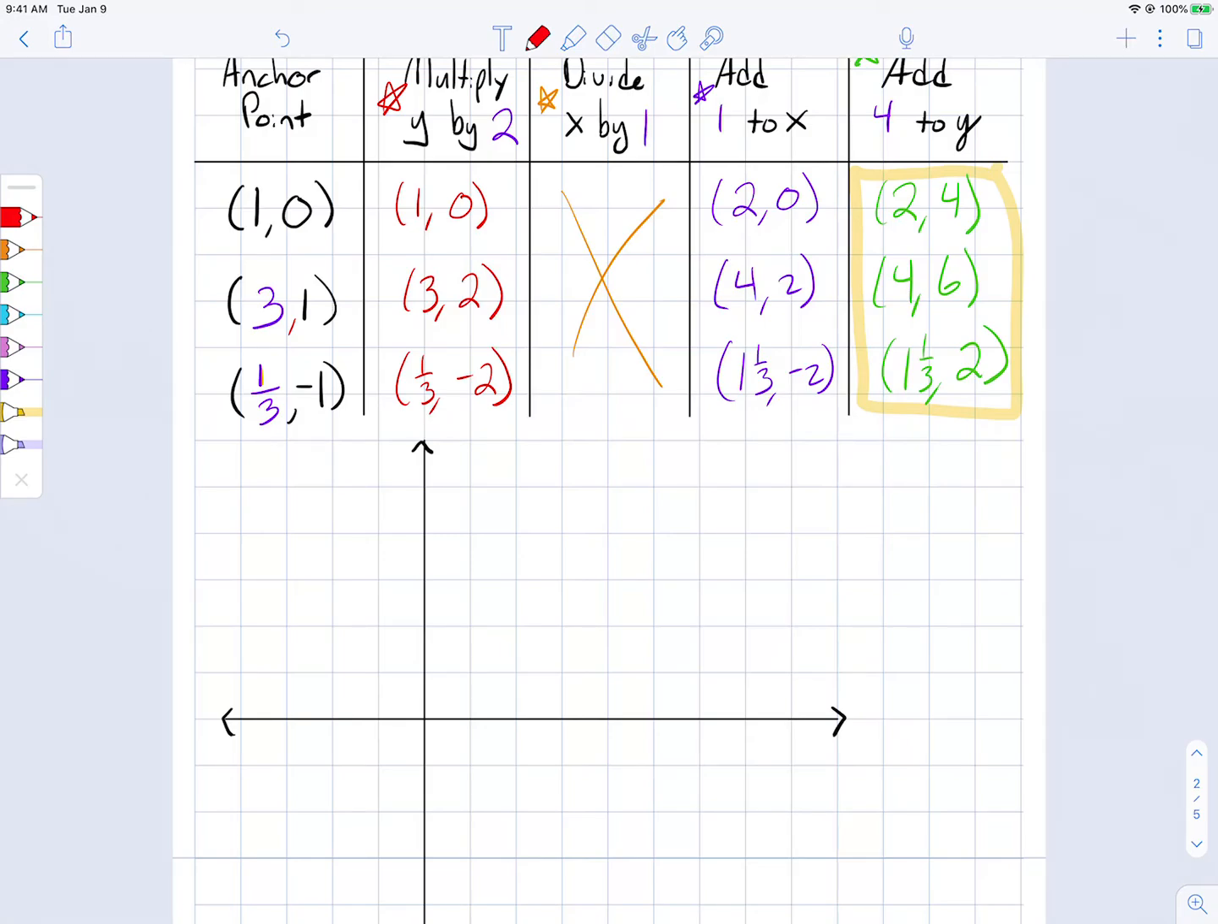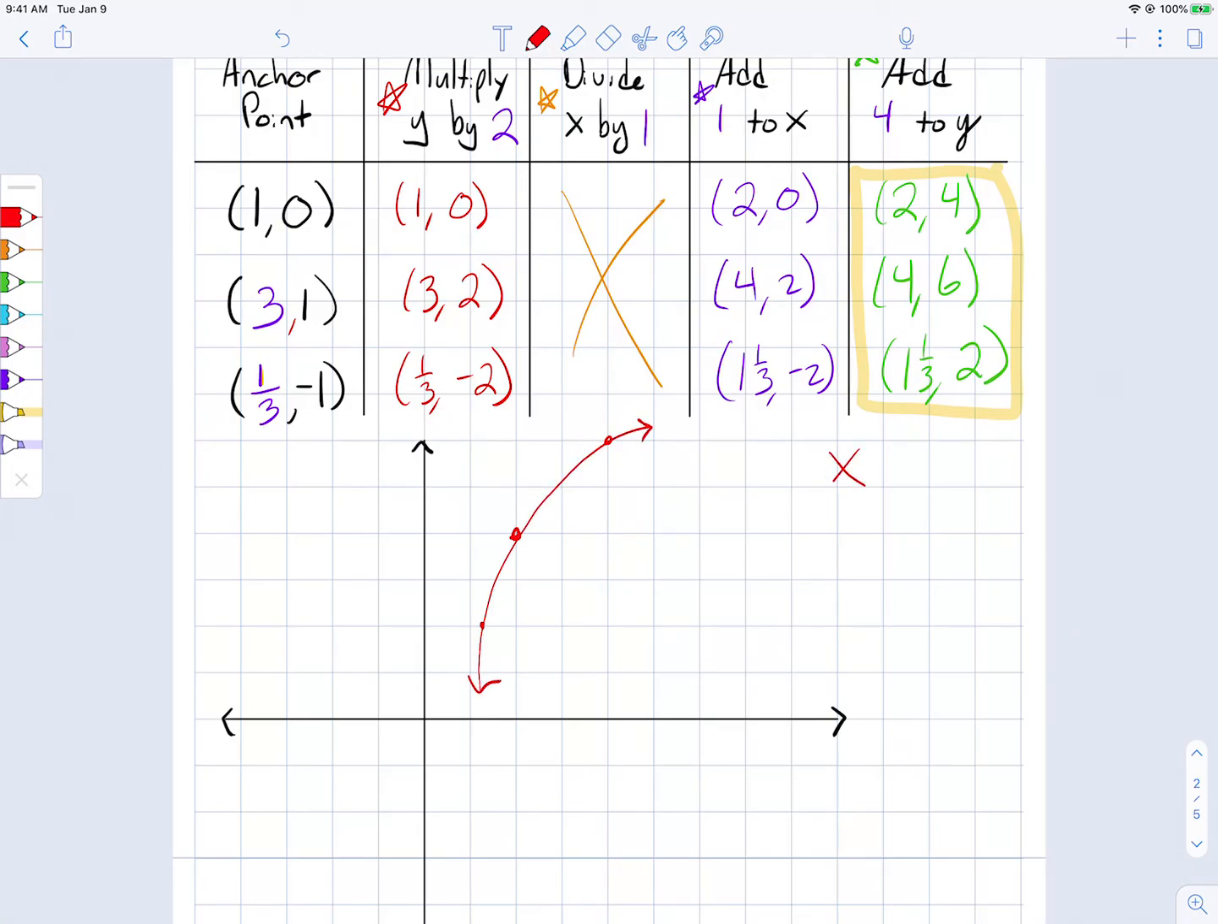So I'm going to go over 2, up 4. I'm going to go over 4, 1, 2, 3, 4, up 6, 1, 2, 3, 4, 5, 6, and over 1 and a little up 2. You'll see that these are always in a little bit of a slope.